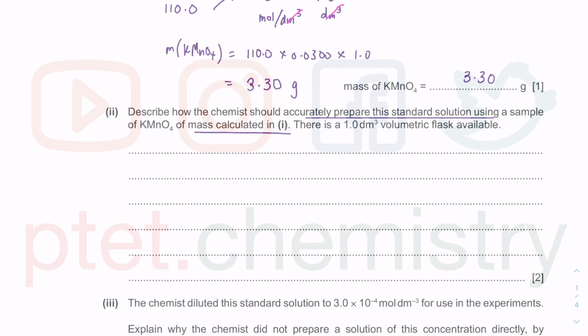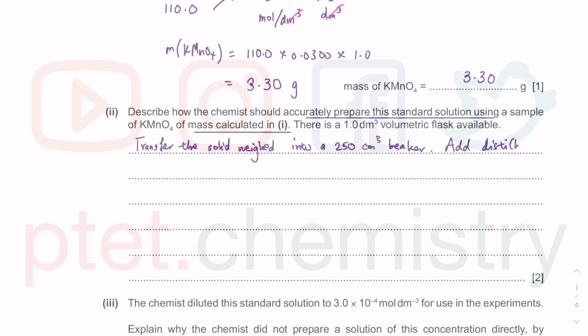You already weigh out the mass. So what is the next thing you would do? You would transfer the solid, meaning the 3.30 gram of the solid, into a 250 cm3 beaker. And then you add distilled water.